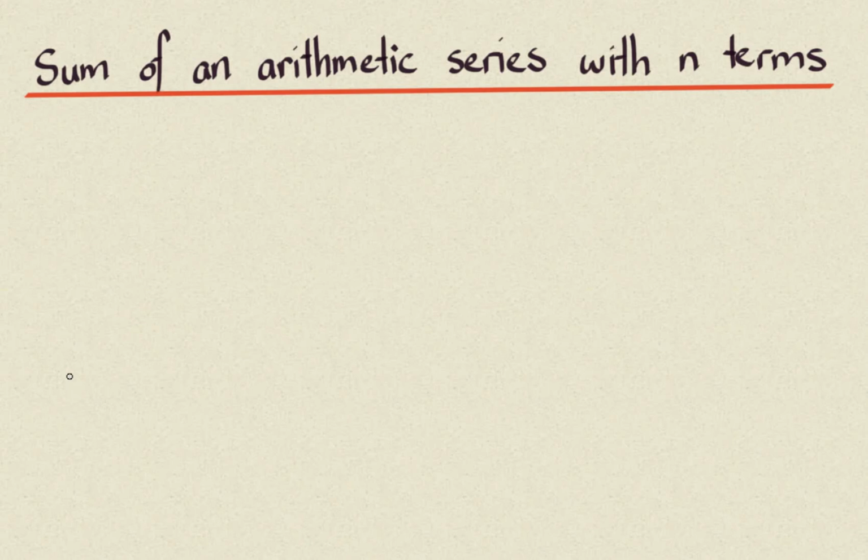So the first thing that we need to do is say, okay, how are we going to express this sum of an arithmetic series with n terms? Well, S for sum is pretty good, and it's of the first n terms. All right, now, our first term of an arithmetic series is A, and then our second term is going to be A, the first term, plus the common difference, D. And then we will have A plus 2D, and so on.